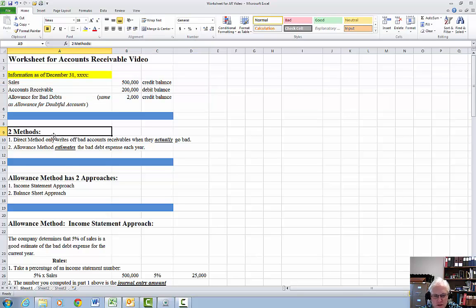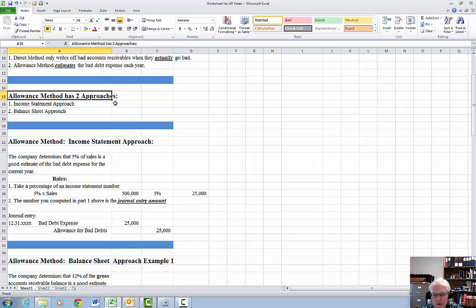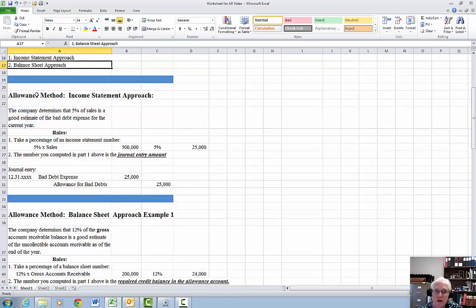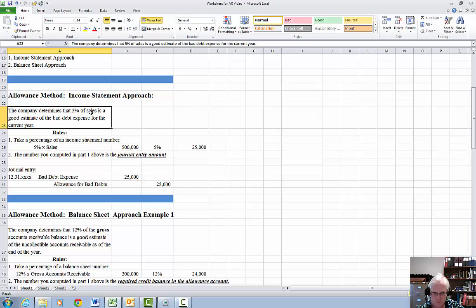Okay, two methods to calculate it, direct and allowance. We're going to work on the allowance method, and there are two different main approaches. You can work it with the income statement or the balance sheet approach. So if I do the allowance method and the income statement approach, here's the information that a problem would give you. The company determines that 5% of sales. What financial statement is sales on? You got it, income statement.